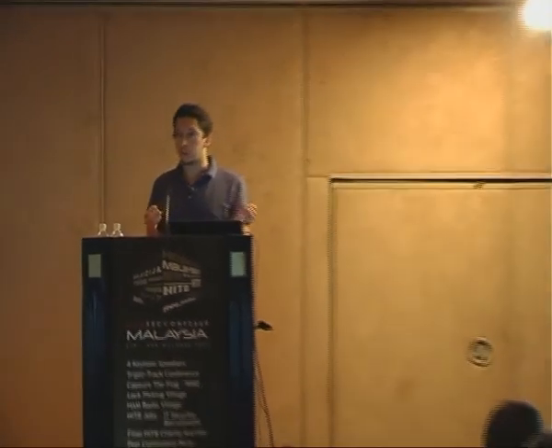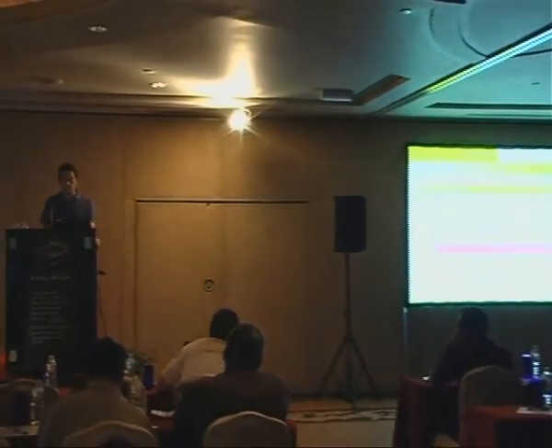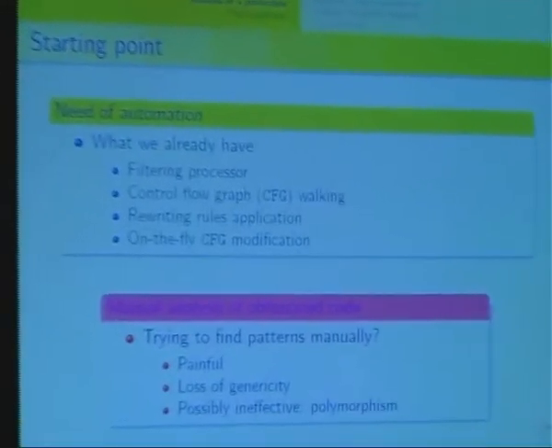So, like Yoann said, we already had some kind of filtering processor. That means we're able to match patterns and destroy them very early in the disassembly process, directly in the implementation of the processor in Metasm. We can easily walk through the control flow graph of a binary and manipulate this control flow on the fly. We can relink blocks together and do whatever we want. And we can also apply some kind of pattern when we walk through this graph.